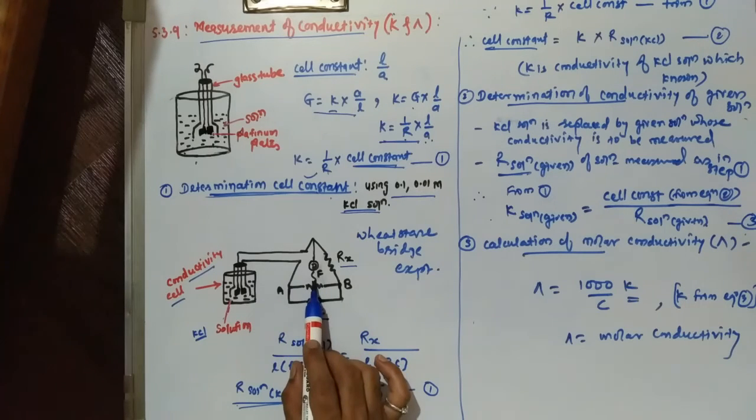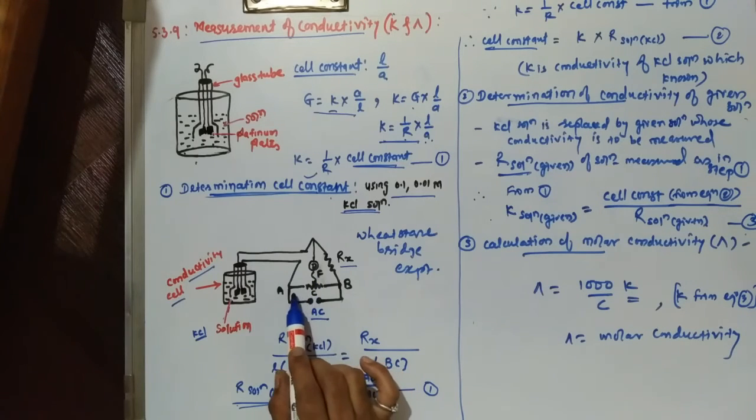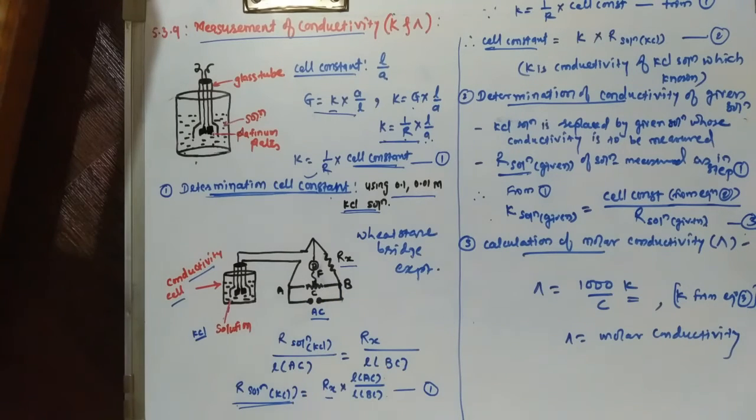While moving, we get a point C where the detector shows no net deflection. So AC and CB, these are the two lengths we need to find out the resistance of the KCl solution. Now, according to Wheatstone's bridge experiment, the resistance of the KCl solution kept here divided by the length AC is equal to the known resistance Rx upon the length BC. Therefore, the resistance of the KCl solution is equal to Rx times the length of AC upon the length of BC.